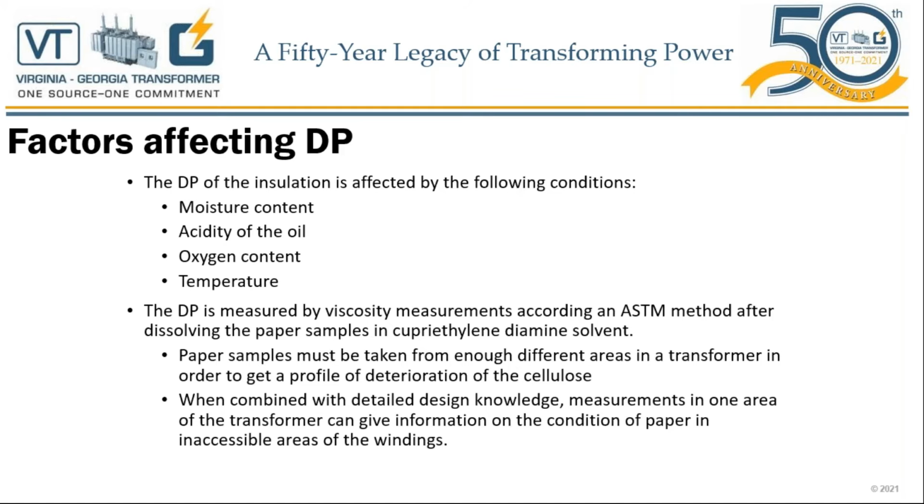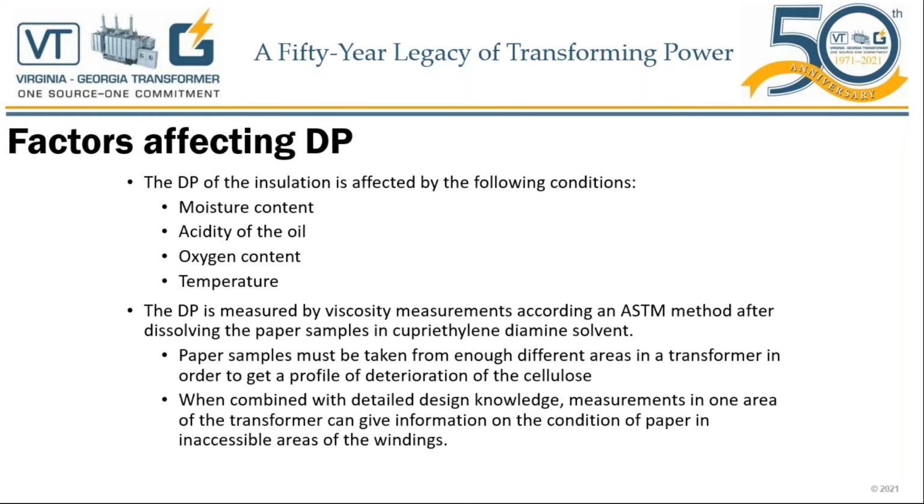The degree of polymerization is measured by viscosity measurements according to the ASTM method, after dissolving the paper samples in a cupriethylene diamine solvent. Paper samples must be taken from enough different areas in a transformer in order to get a profile. When combined with the detailed design knowledge, the measurements in one area of the transformer can give information on the condition. Now, what does this mean?